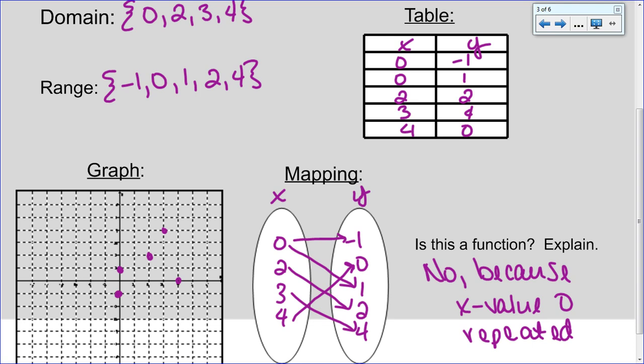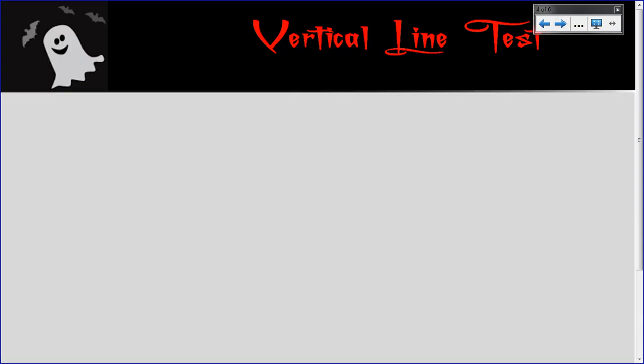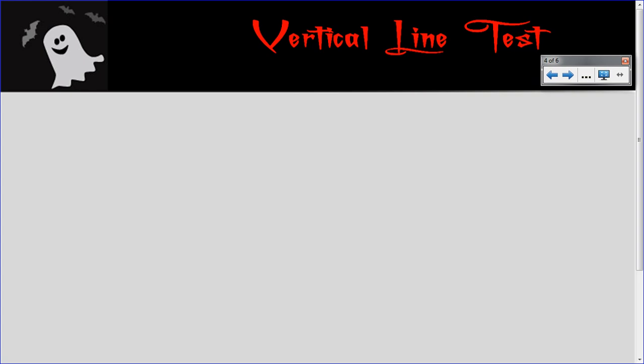So now we're going to learn this thing called the vertical line test. And the vertical line test is really very simple, but for some reason, because it's the first time that you have seen it, you're probably going to have to replay this part of the video a couple times. It's okay. The vertical line test is really easy.